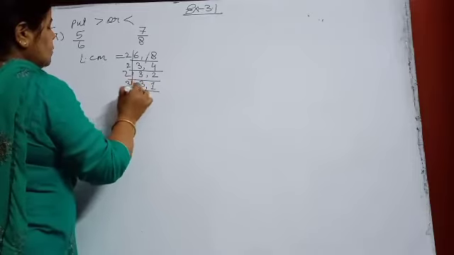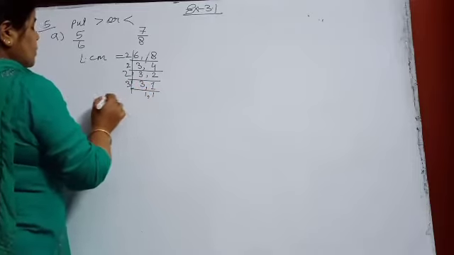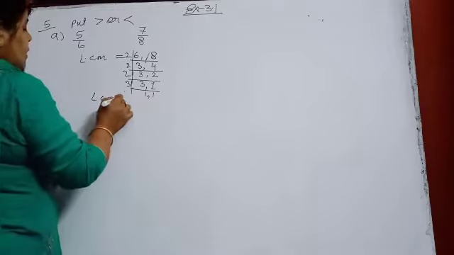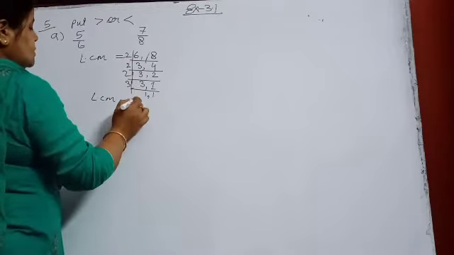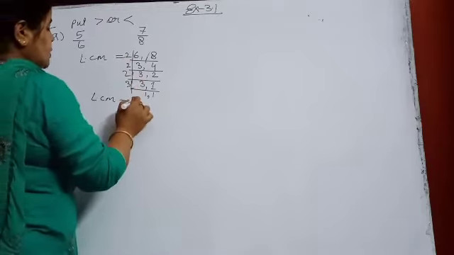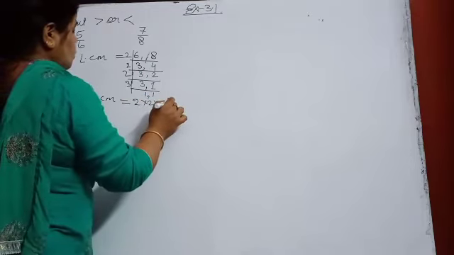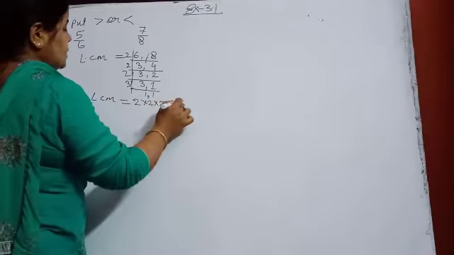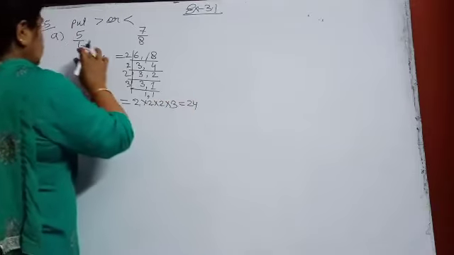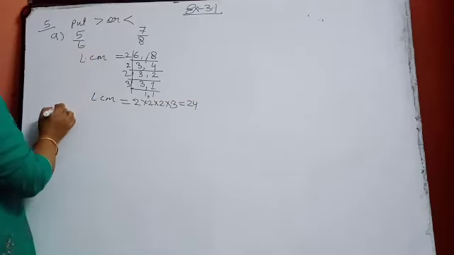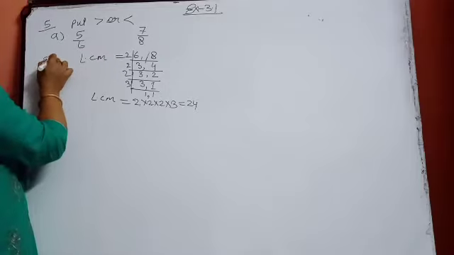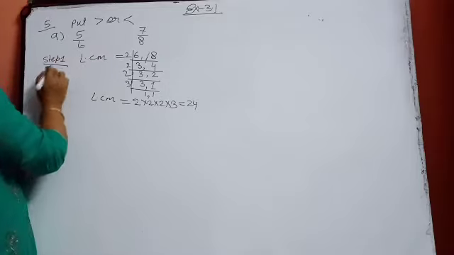Then 3 1 ja 3. Okay, so the LCM will be the multiplication of these factors by which you are making division: 2 into 2 into 2 into 3. 2 2 ja 4, 2 ja 8, 3 ja 24. Now what will be the first step? This was step 1. Okay, step 1 you will take the LCM.